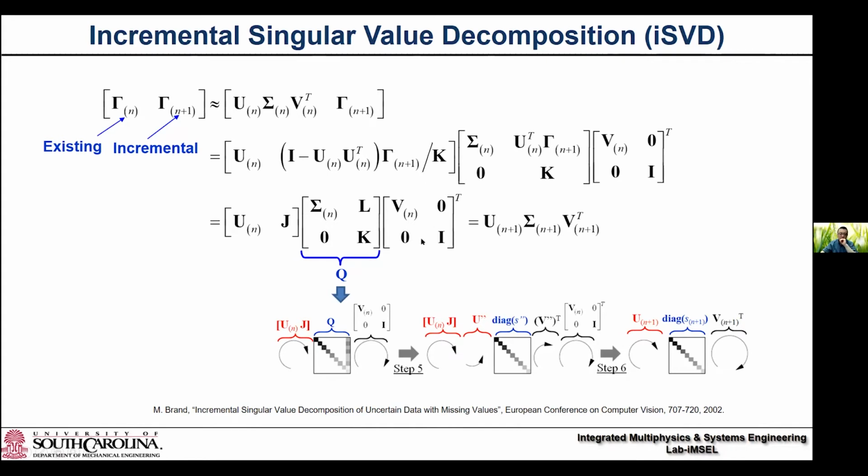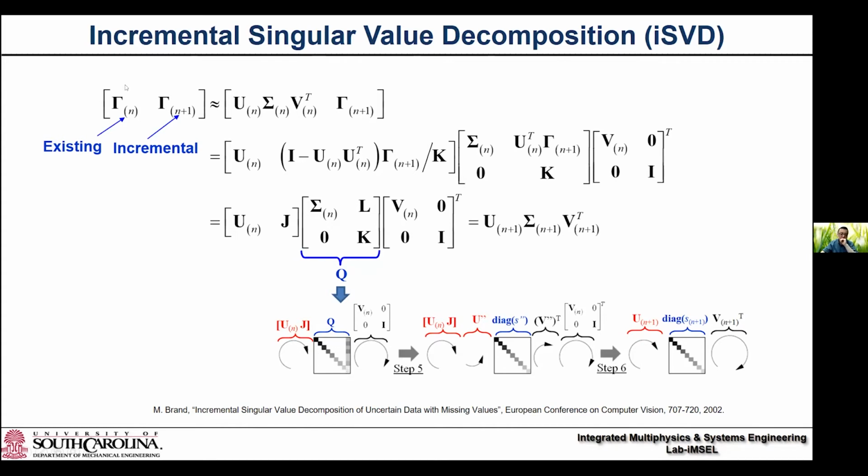This matrix is also an orthogonal matrix. All right. And then if you look at the Q here, Q of course is not orthogonal because you have L and K here. Because this is not orthogonal, this is not a diagonal. Then what we need to do is just perform a singular value decomposition on the Q matrix.